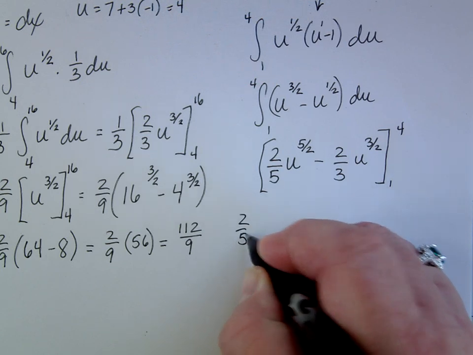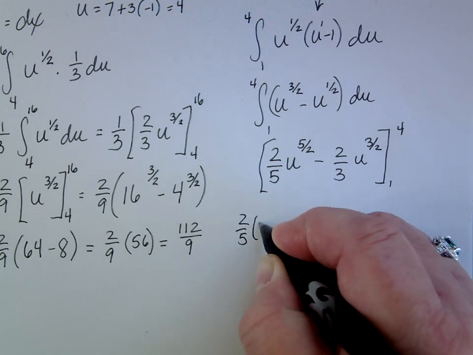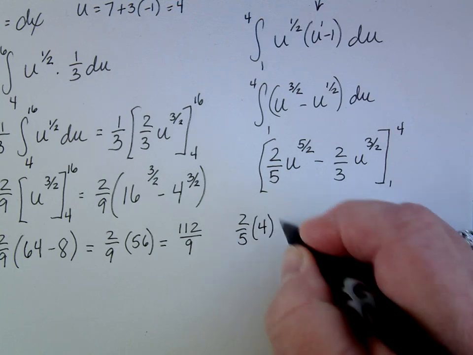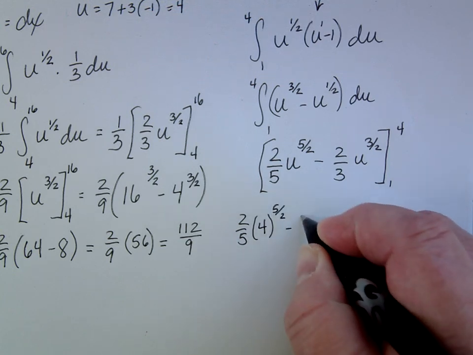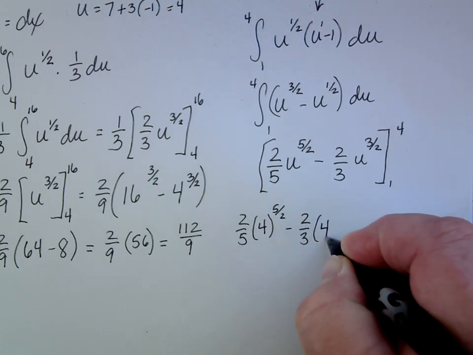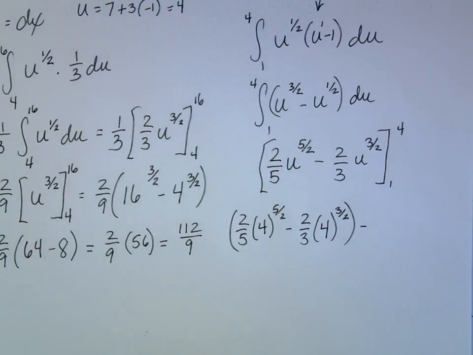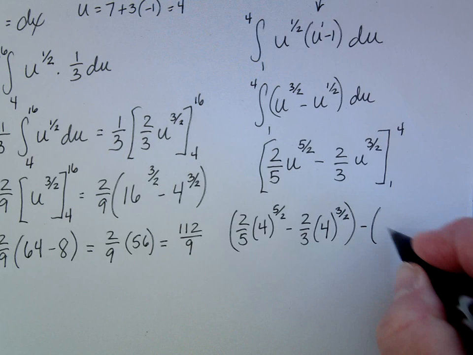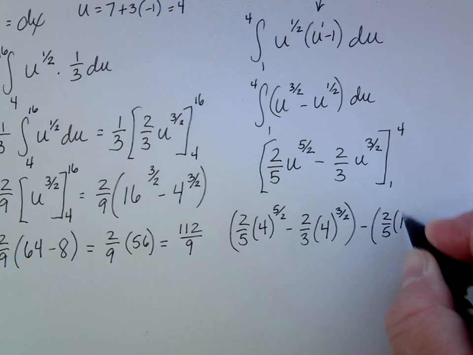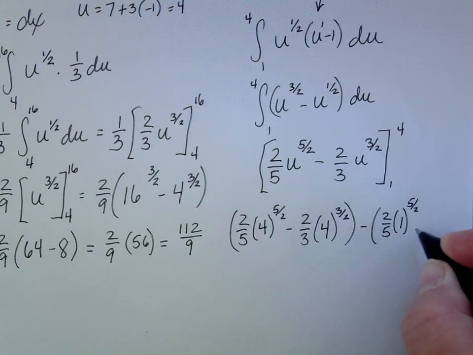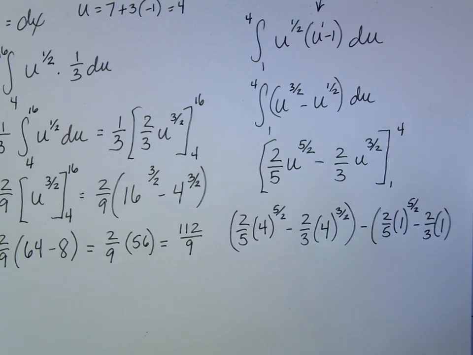2/5 times 4 to the 5/2 power minus 2/3 times 4 to the 3/2 power. That's f of b. f of a is going to be 2/5 of 1 to the 5/2 power minus 2/3 of 1 to the 3/2 power. That's f of a. f of b minus f of a. Lots of fractions. We love them, right?